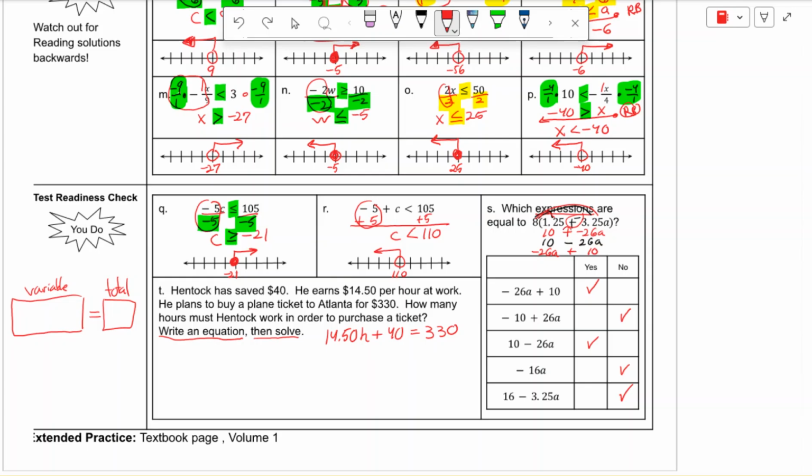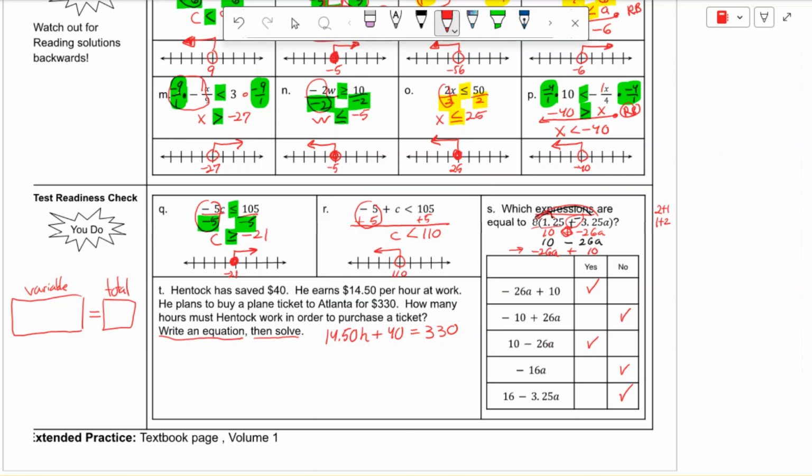And then plus, since there's a plus sign here, I can commute the two terms. I can move the negative 26A to the front, put the plus sign, and put the 10 in the back, just like you can do in elementary school. 2 plus 1 is the same thing as 1 plus 2. All right, so which ones work? Well, I noticed that this one is just like the bottom one. So that's a yes. This one has a negative 10, and negative 10 was never negative because look at the beginning. Positive 8 times positive 1 and 25 hundredths. That's a positive 10 all the way. That's not going to work.